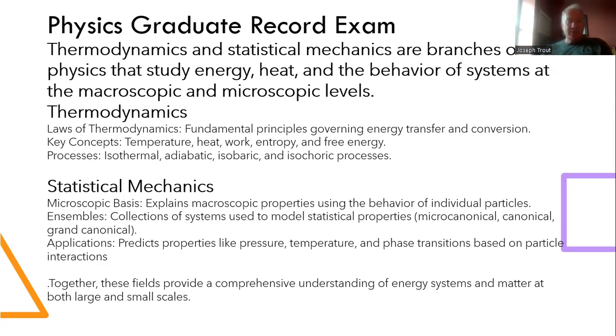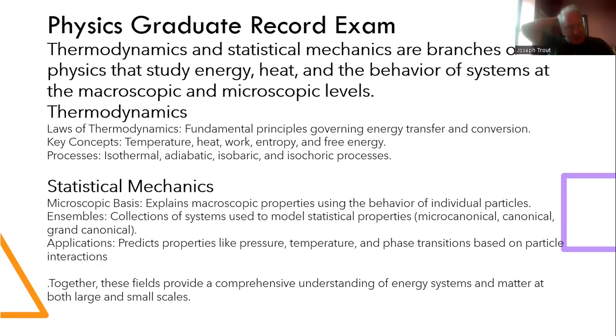There are also processes that we talk about. Isothermal means a constant temperature process. Adiabatic means no energy in or out of the system. Isobaric means it happens at a constant pressure, and isochoric means it happens at a constant volume.